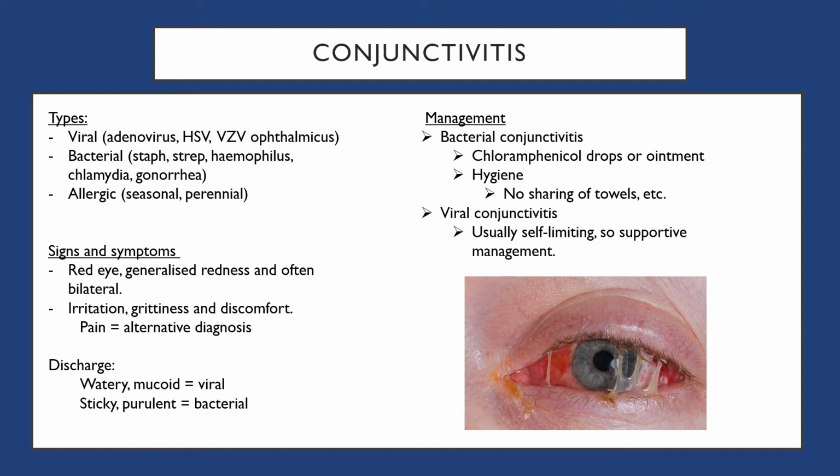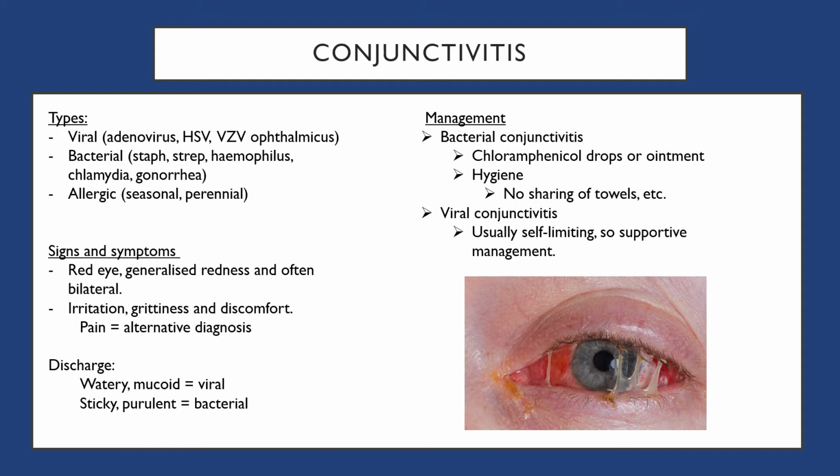So signs and symptoms of this will be having a red eye, generalised redness, not really localised to one area, and often it's bilateral. It might start as unilateral, but often when people, especially children, rub their eyes, they can transfer the pathogen across to the other eye. It causes irritation, grittiness, and discomfort, but it doesn't really cause pain.